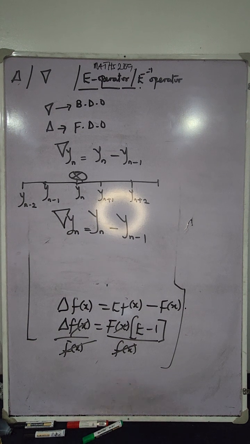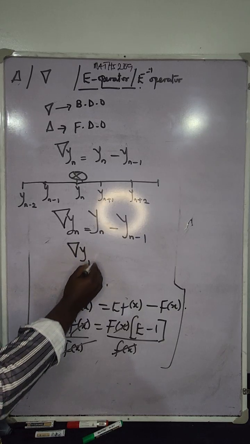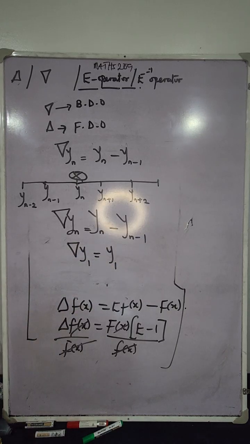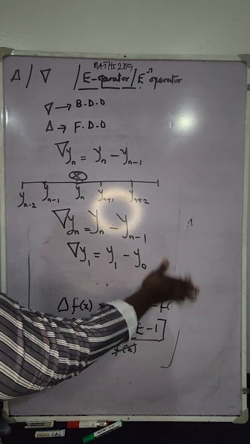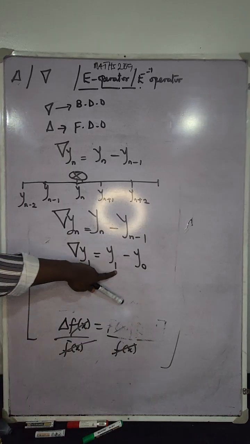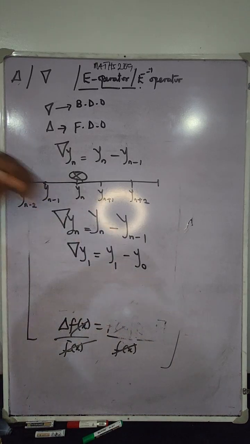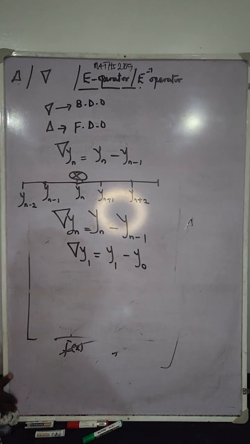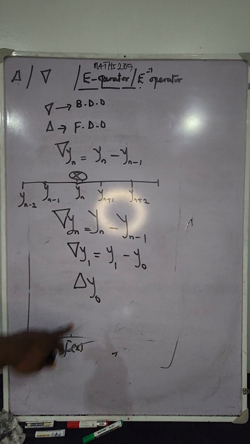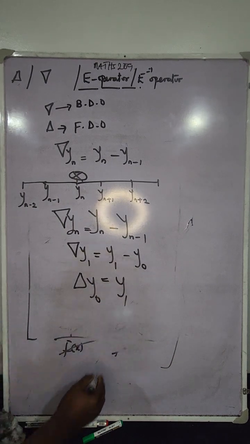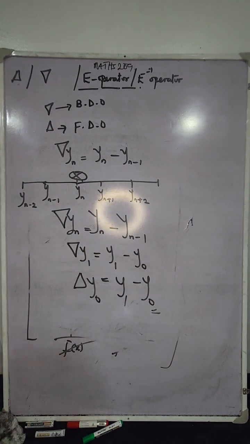Right? So it means that the backward difference of y1 is y1 minus y0. The backward difference of y1 is where we are right now, y1 itself, minus what is at the back, y0, which is also the same thing as the forward difference of y0, because the forward difference of y0 is where you are going to minus where you are coming from. So these are the things we need to notice when operating the difference operators.